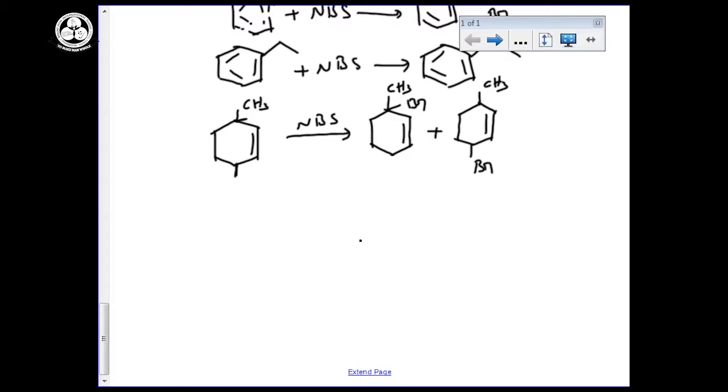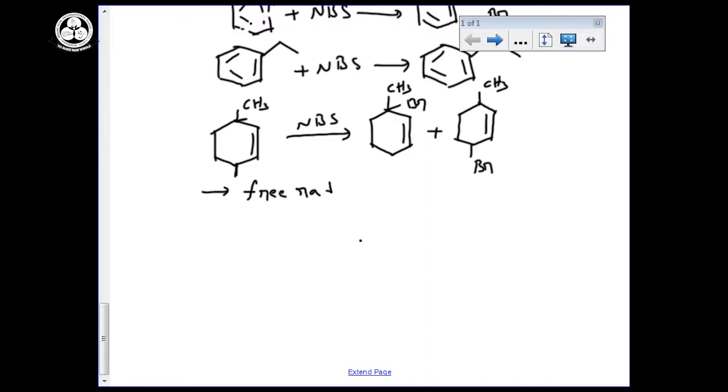Out of this only two compounds we can get. Out of these two, which is the major product? Free radical is the reaction intermediate in this chemical reaction. Already you are seeing the mechanism for the allylic substitution I am giving. In that allylic substitution, the reaction intermediate is a free radical.